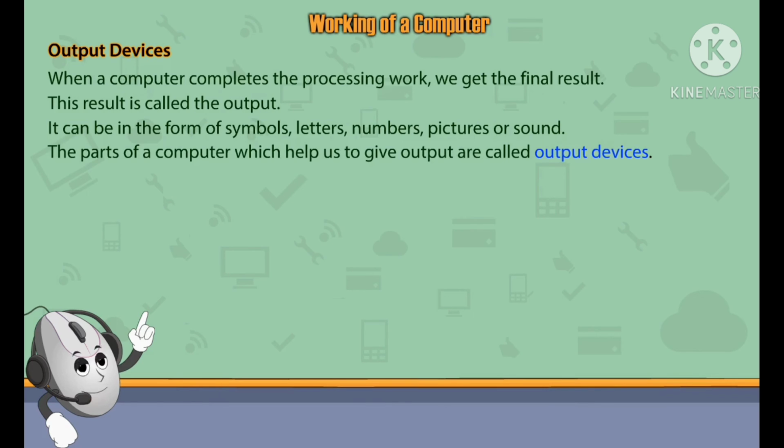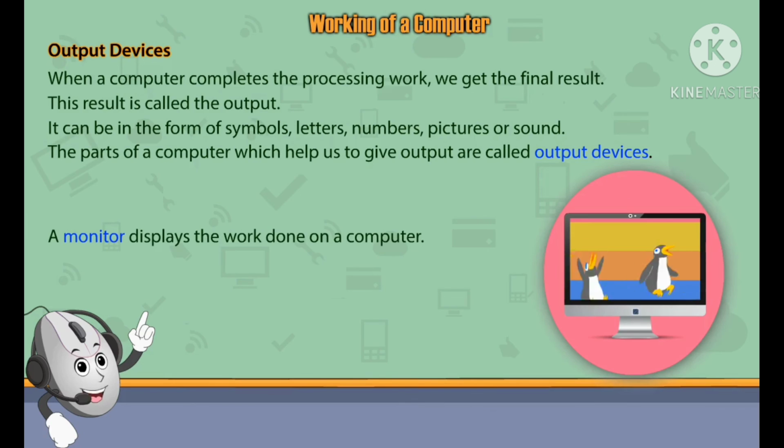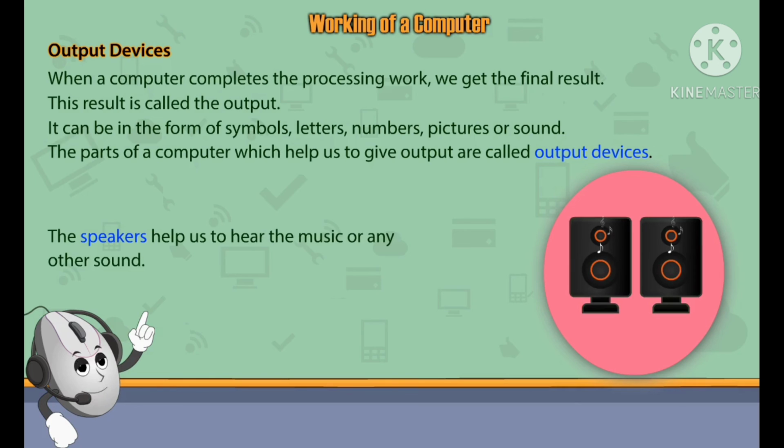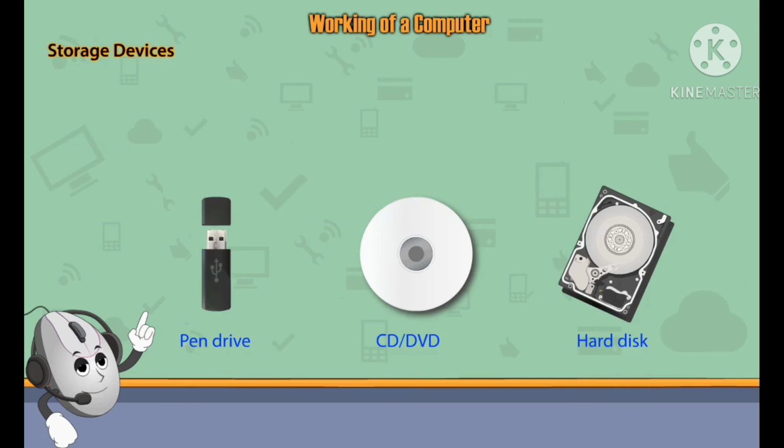The parts of a computer which help us to give output are called output devices. A monitor displays the work done on a computer. A printer prints information on paper. The speakers help us to hear music or any other sound.